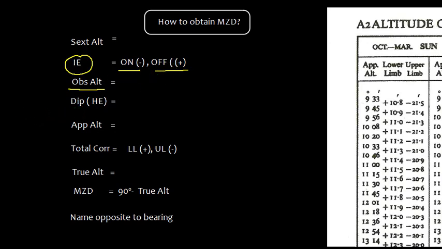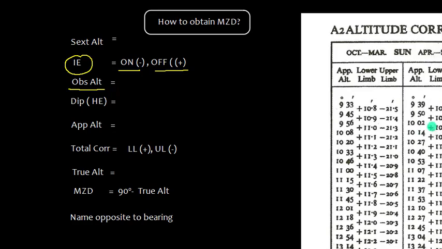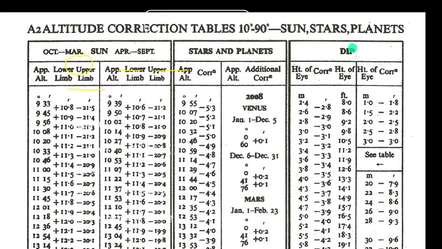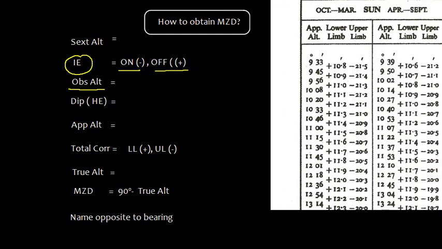For that dip correction, let me show you here. This is table A2, and in this table A2 you see there is a dip table. You just have to look from the height of eye, say 5 meter. So here it is minus 3.9. Well, the sign is already stated here, so you don't have to remember, but otherwise you should know that the dip correction is always subtracted.